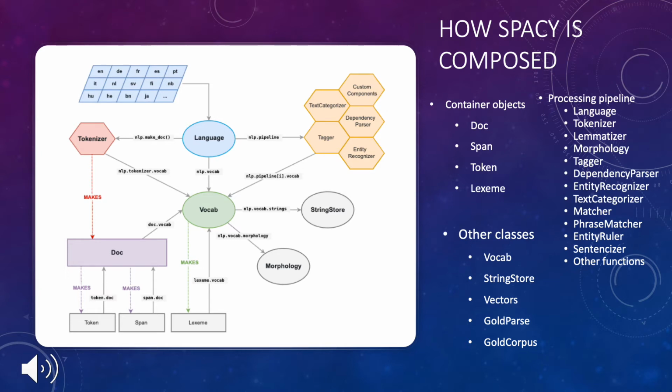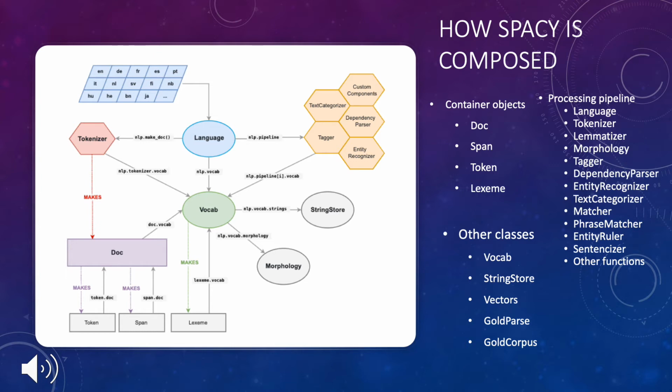Tagger annotates the part of speech tag within the objects. Dependency parser annotates the syntactic dependencies on the objects. Entity recognizer assigns entities such as persons or products on the objects. Text categorizer gives a category to the objects in the doc. Matcher matches the sequences of tokens based on the pattern rules. Phrase matcher matches the sequences of tokens based on their phrases. Entity ruler adds the entity spans to the doc using a set of token-based rules or phrase matches.